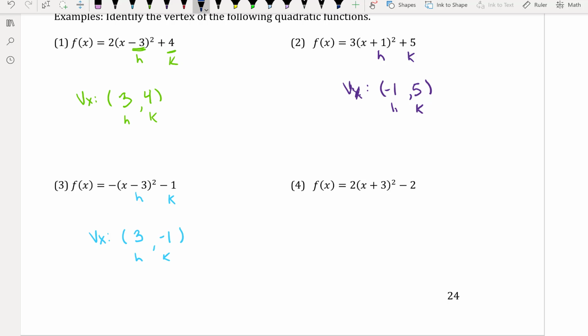And for that last one, I have my h and my k. So my vertex is going to be the ordered pair h and k. So if it's a +3, the opposite of +3 is -3. And the k value gets directly copied. So that's going to be a -2. Okay. I hope this is making sense to you guys.